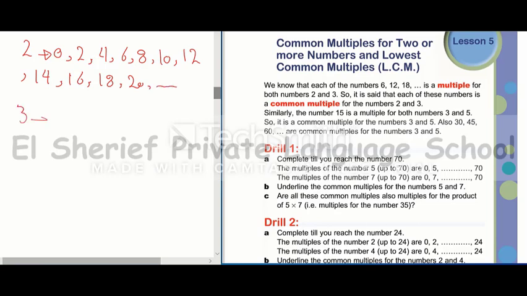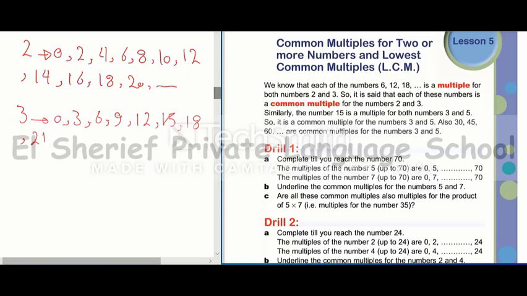For the number 3, the multiples of 3 are 0, 3, 6, 9, 12, 15, 18, 21. So the common multiples mean the multiples found in 2 and also found in 3.